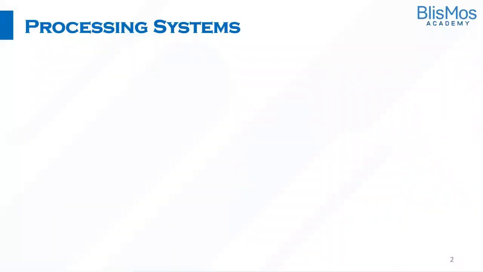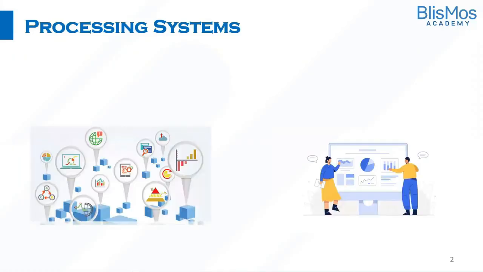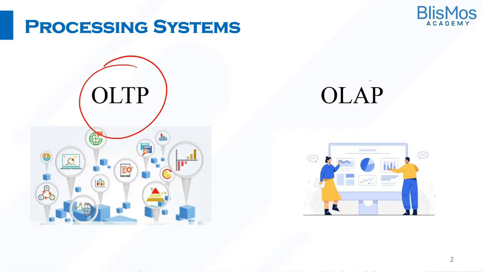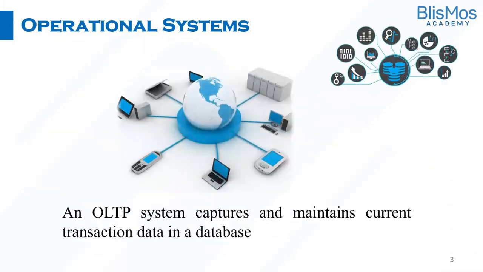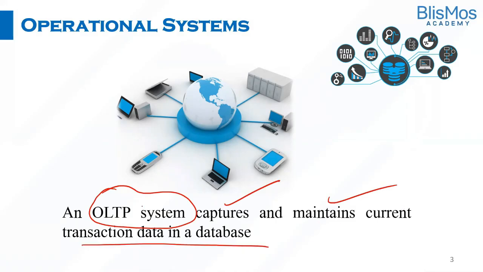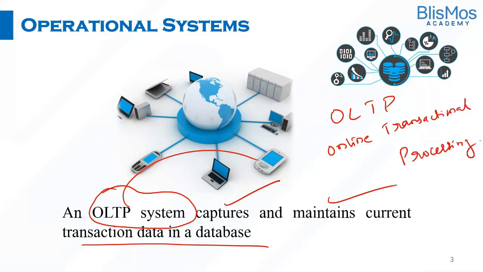When we talk about the systems which support the business on a day-to-day basis, we have two types of systems. One is OLTP systems, another one is OLAP systems. Let us understand them one by one. The operational systems, which support the daily business of any organization, are called OLTP systems. What they do is capture and maintain the current transaction data in a database. What is OLTP? OLTP is nothing but online transactional processing.